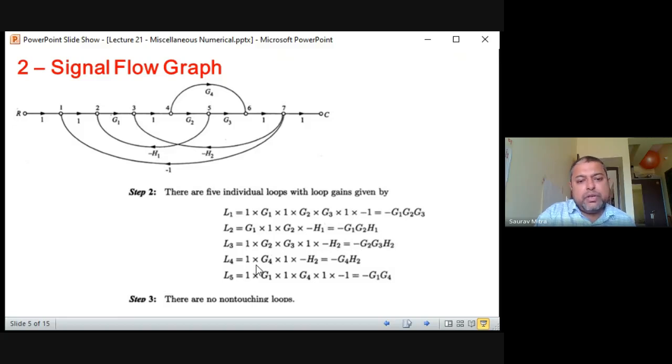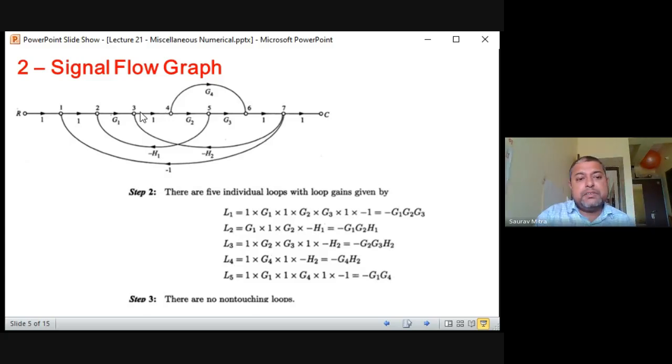What is L4? L4 is G4 into 1. So it is going up. From node 3 it is coming, then G4 and then 1 and then like this minus H2. This loop you are generally not able to observe, so practice.